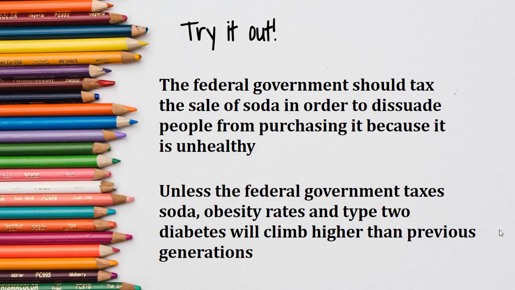So we went from the federal government should tax the sale of soda in order to dissuade people from purchasing it because it is unhealthy, to now my second addition here is unless, subordinate conjunction, unless the federal government taxes soda, obesity rates and type 2 diabetes will climb higher than previous generations.